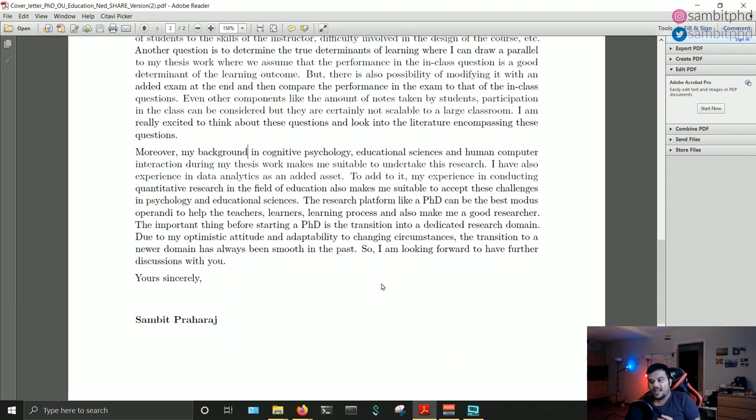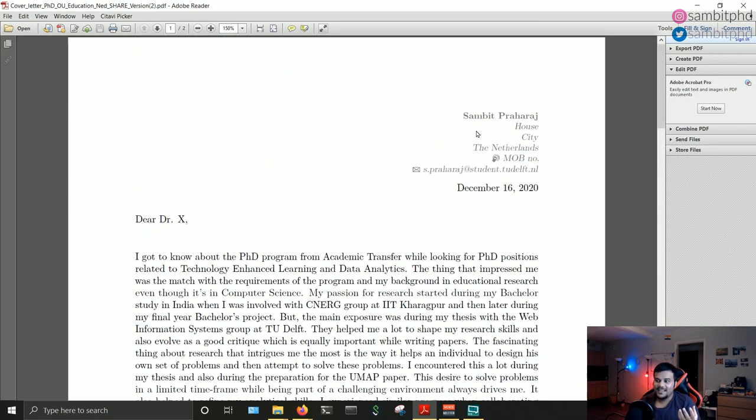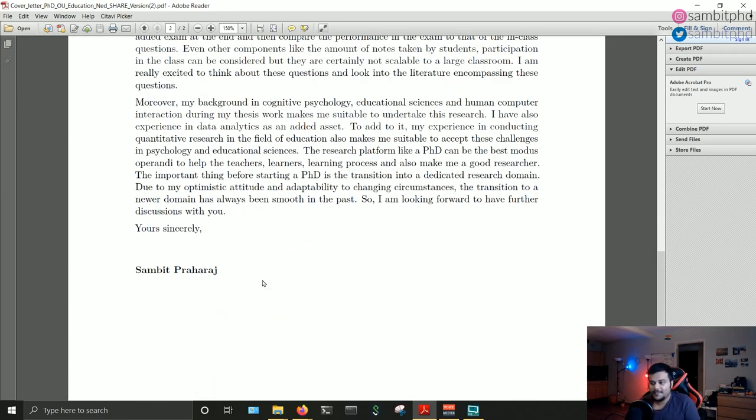And going to the last paragraph. As I said, sometimes the letter also has to be within one page. Here I have the addressing and everything in the beginning, which occupies a lot of the space. Otherwise you have a word limit or a page limit you have to see. It's generally very, very short. So, going to the last paragraph without much delay.